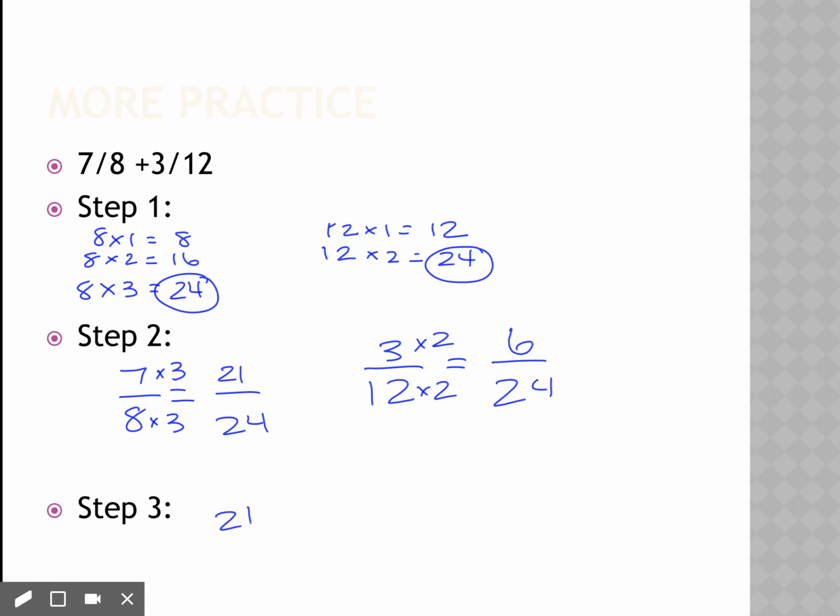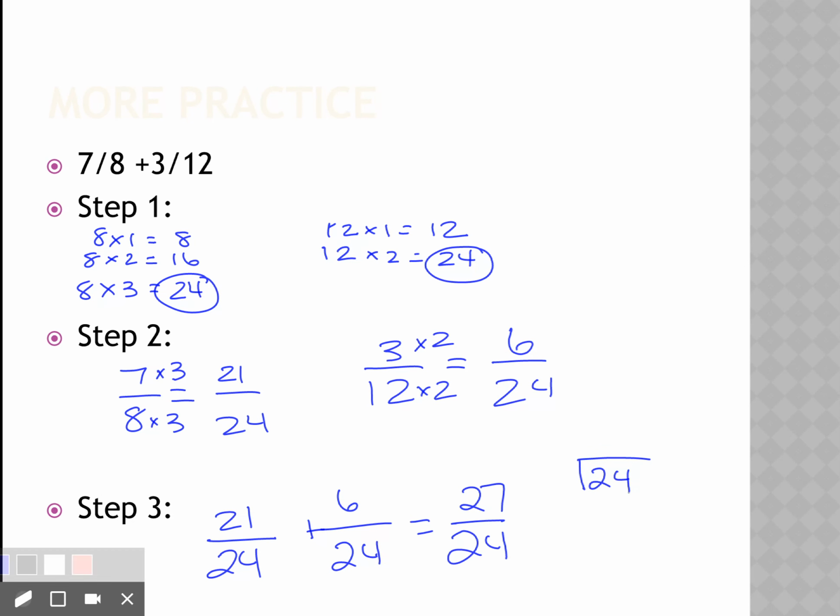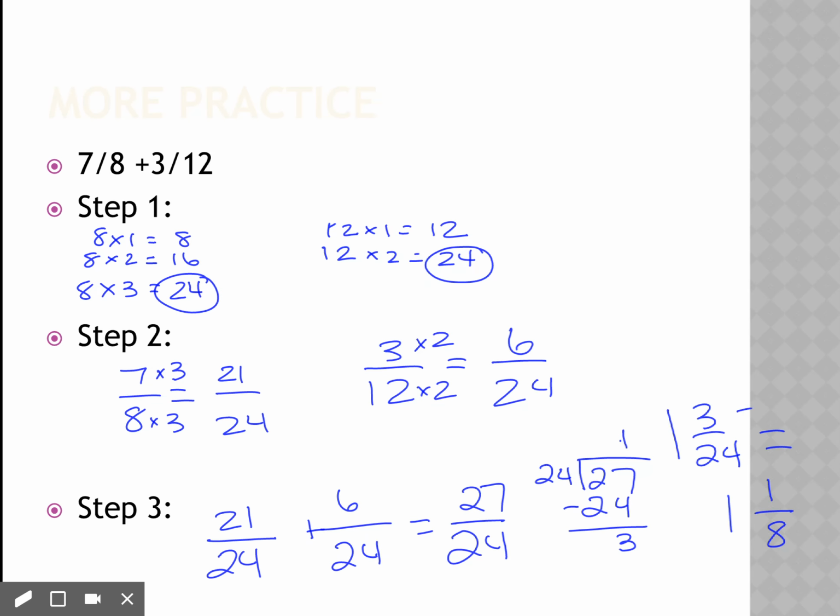And now in step 3, I can just add 21/24 plus 6/24 equals 27/24. And if I were going to convert that back into a mixed number, I would do long division. So I would have 1 and 3/24, which actually simplifies down into 1 and 1/8, because the greatest common factor of 24 and 3 is 3. So that's where I get the 1/8 from.